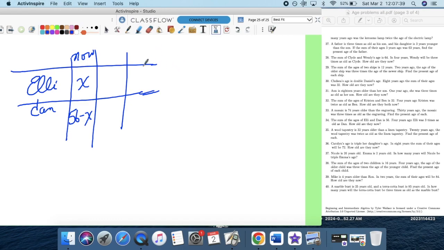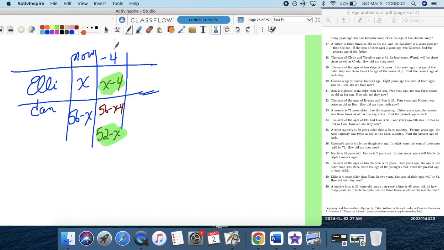4 years ago, so sometime in the past, 4 years ago, Eli. So before we read the rest, let's represent their ages 4 years ago. So X minus 4 for Eli. And then Dan was 56 minus X minus 4, which is the same thing as 52 minus x. So we're going to use these two to set up our equation.